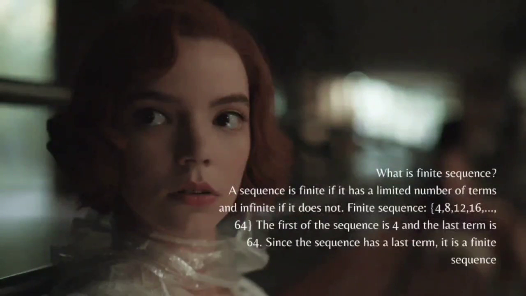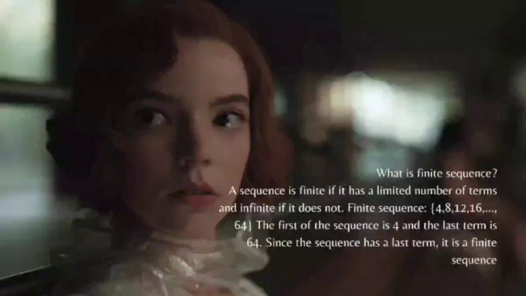What is a finite sequence? A sequence is finite if it has a limited number of terms and infinite if it does not. Finite sequence: 4, 8, 12, 16 up to 64. The first term of the sequence is 4 and the last term is 64. Since the sequence has a last term, it is a finite sequence.